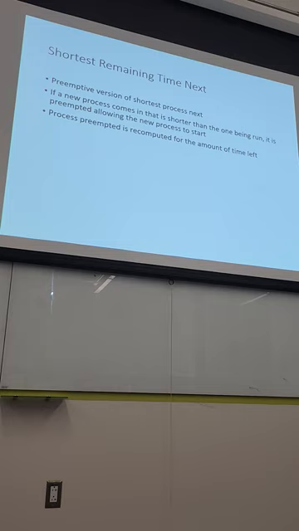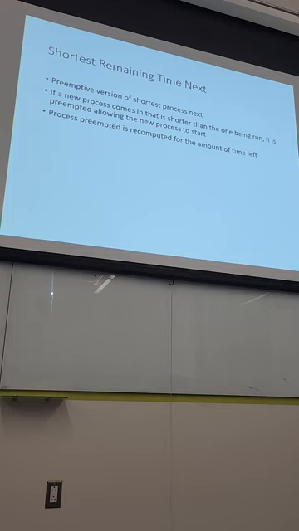This wouldn't be good for an interactive system though, would it? Because you're trying to get consistent, quick response time, and you could have processes jumping in front of each other. Would that increase the wait time?